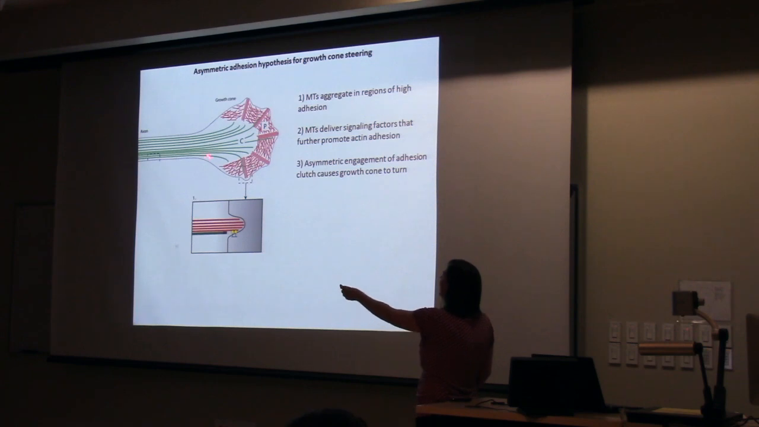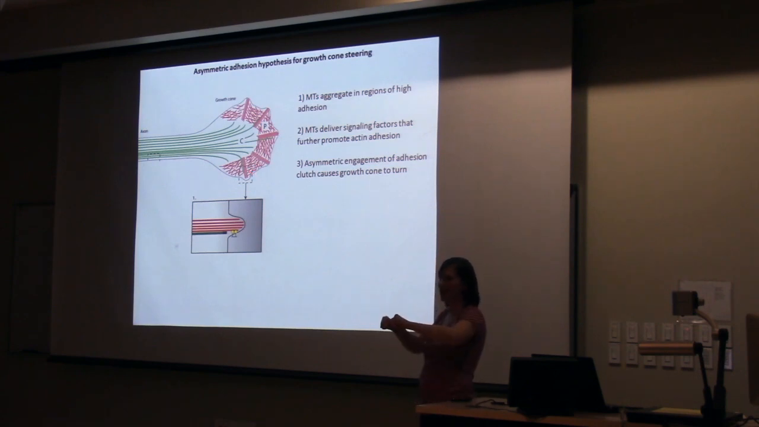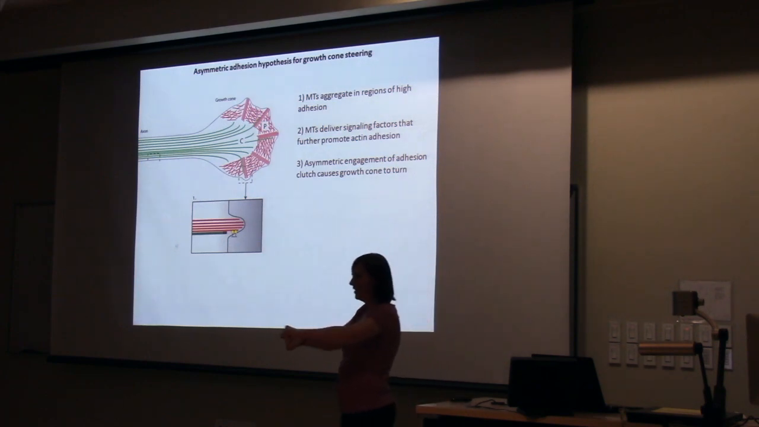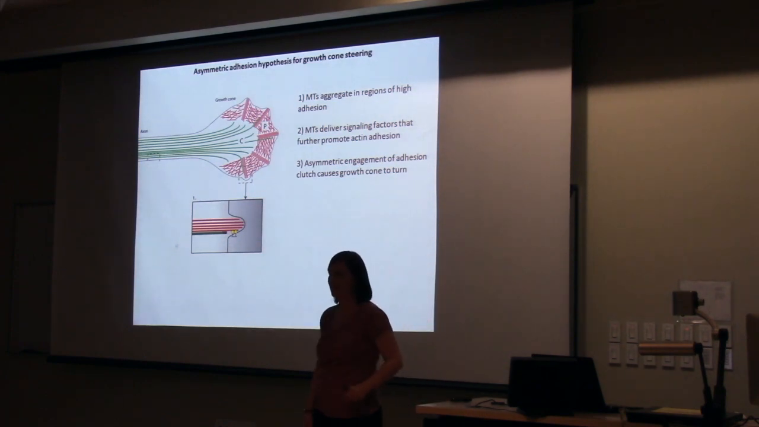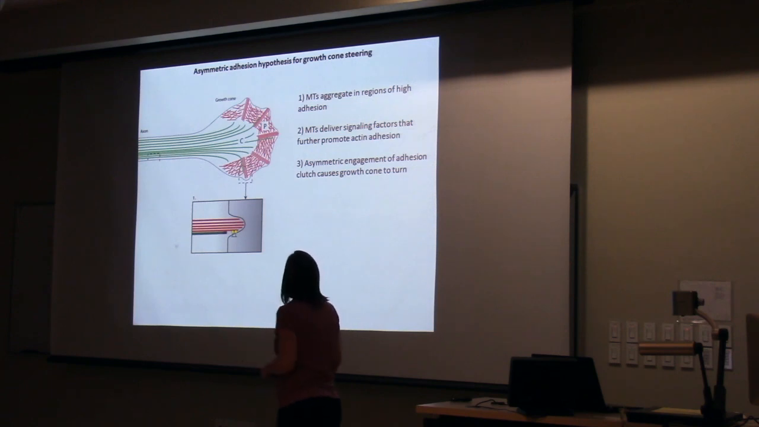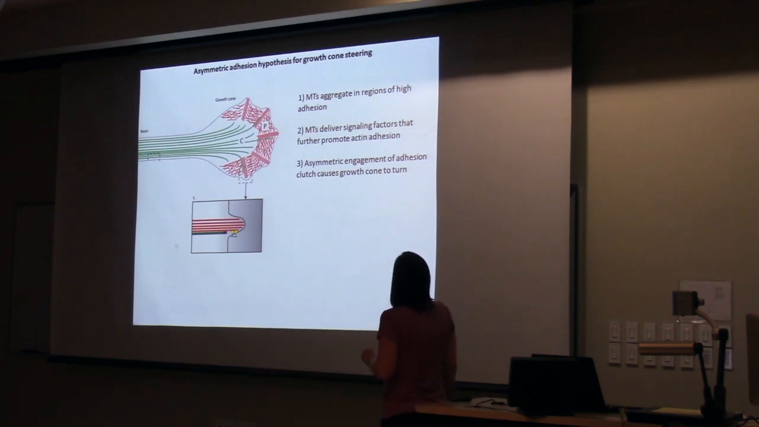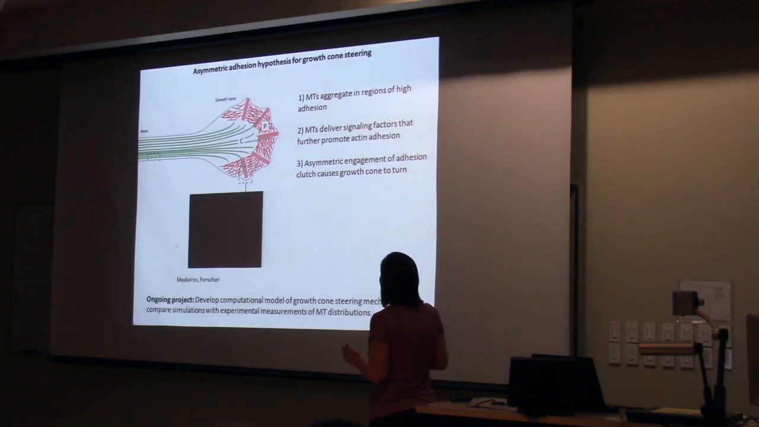Now, what does this have to do with turning? Well, think about it. We have an asymmetry in the adhesion, so one side is adhering more strongly than the other. It's analogous to pushing a shopping cart where one of the wheels is stuck, and when you try to push it, it's going to turn, right? Because you have one side that's stuck and one side that's going more quickly. So this would be an analogous situation. That's one hypothesis for what might be going on.